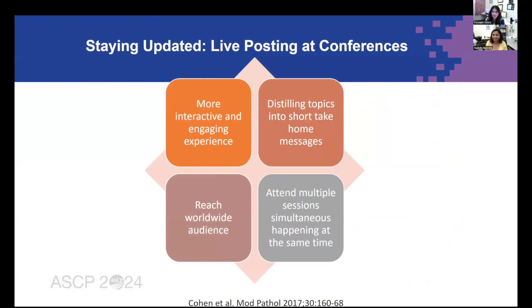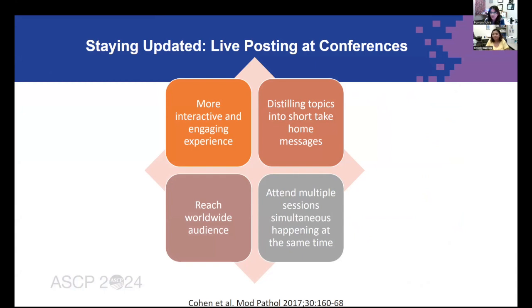Now I'll talk about, as Dr. Baskota said, there are a lot of benefits of social media, and one of the benefits is staying updated with live posting at conferences. And why this is great is because it's a more interactive and engaging experience. It makes it more fun. And unlike traditional methods, you can get instant feedback, start instant discussions and share ideas quickly. For example, you can ask questions, run polls, and have live chats to get everyone involved.